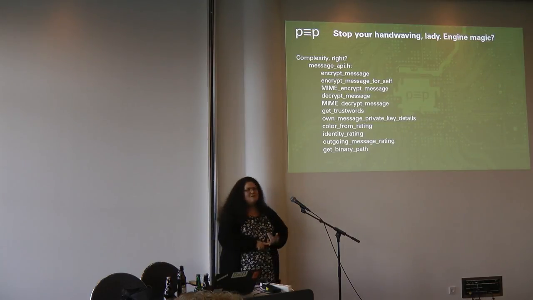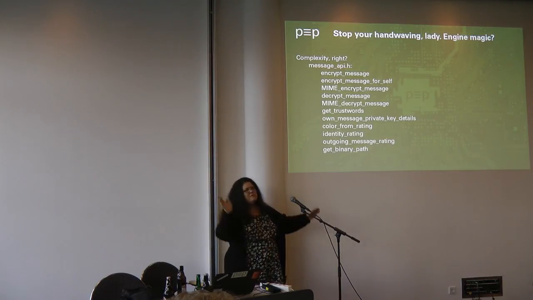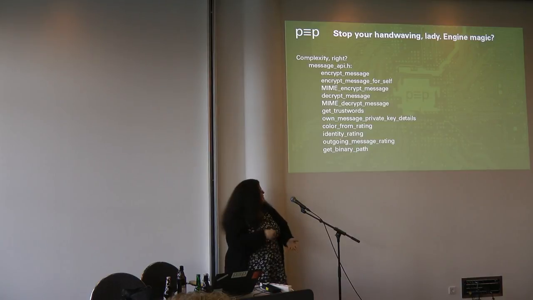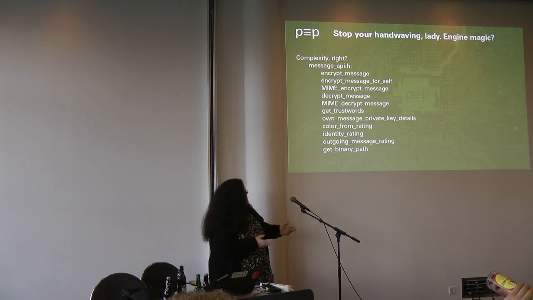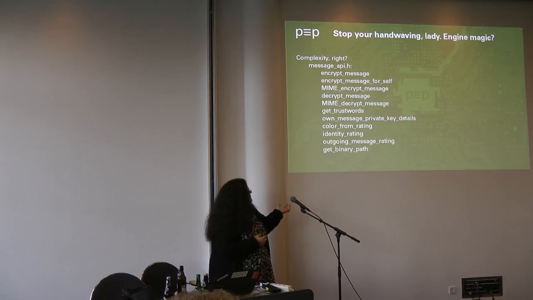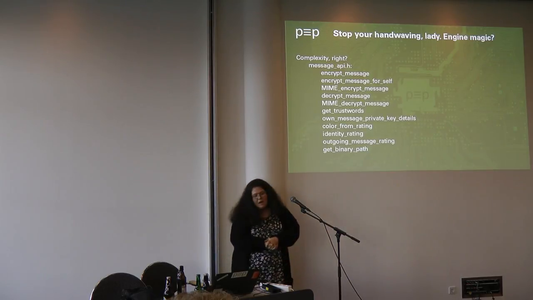With encrypt message, I'm going to send you a MIME string, I'm not going to send a specialized object to the engine, and you have to do the whole thing for yourself. Then there's the decrypt message, and I'll explain how encryption and decryption work in just a minute, because it's kind of important. Doing that with MIME, getting the trust words, there are some other things, being able to get information about the rating of identities, the trust rating of identities, the binary path for whatever encryption software you're using, etc.